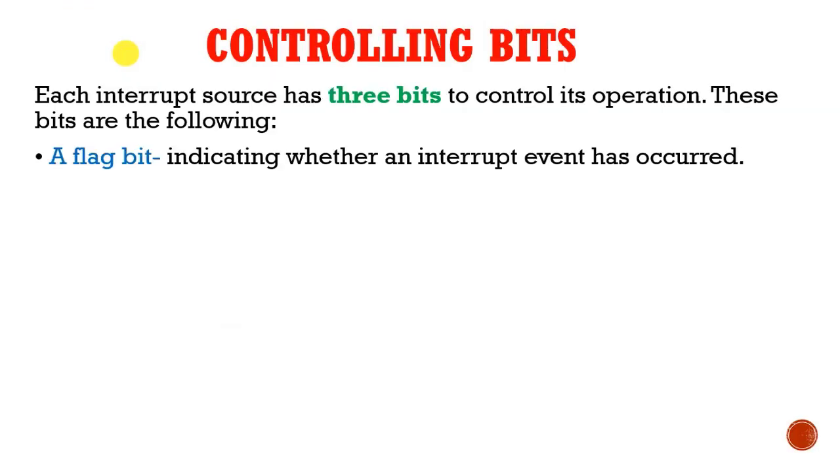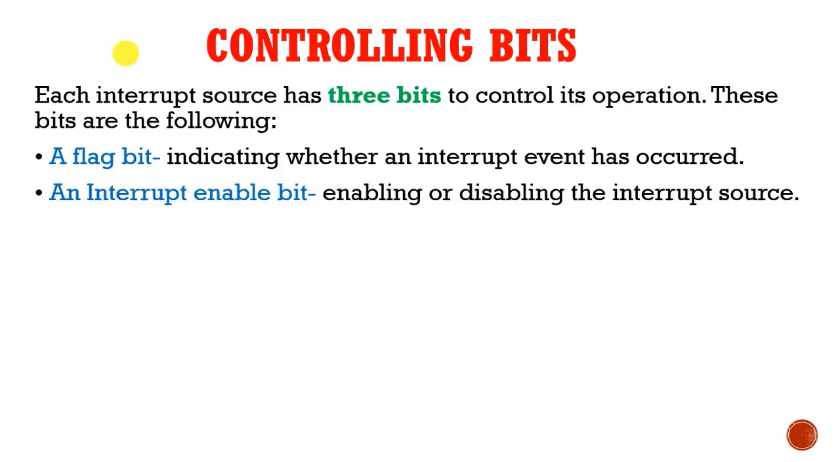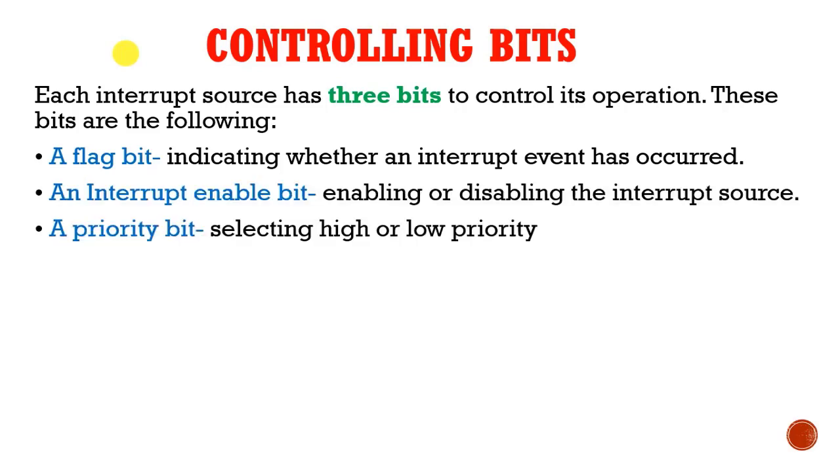As I've already told you, each interrupt source has 3 bits to control its operation: a flag bit, an interrupt enable bit, and a priority bit. A flag bit indicates whether an interrupt event has occurred or not. An interrupt enable bit is just used as a switch which enables or disables the interrupt source. Then there is the priority bit. What does this bit do?